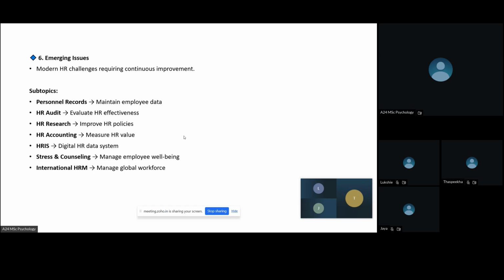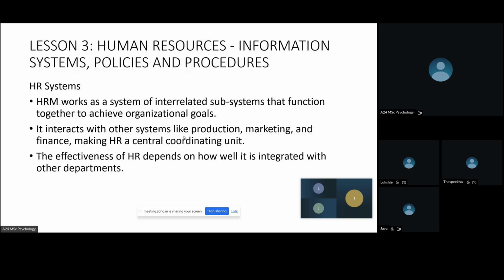So lesson 2 ends here, and then we'll be moving on to lesson 3, which talks about the HRIS system, human resources information system, policies and procedures. But before moving on, is there anything that anyone wants to raise? Any questions or any insights till now? Okay, great. We can move ahead.